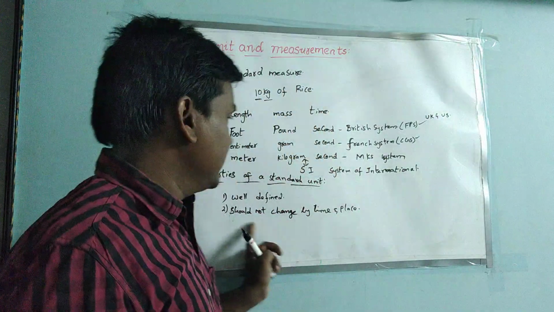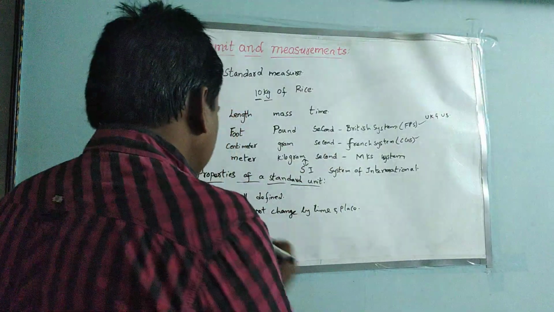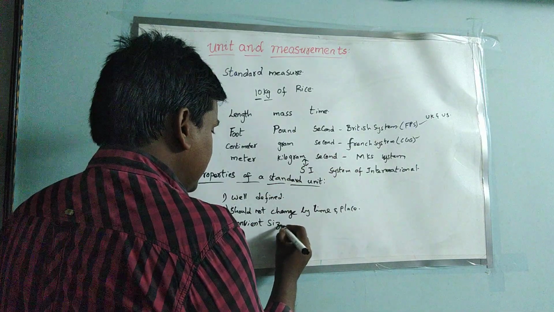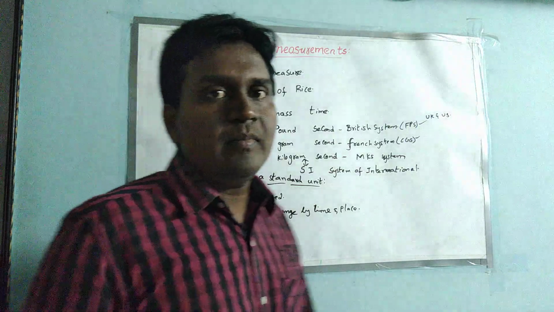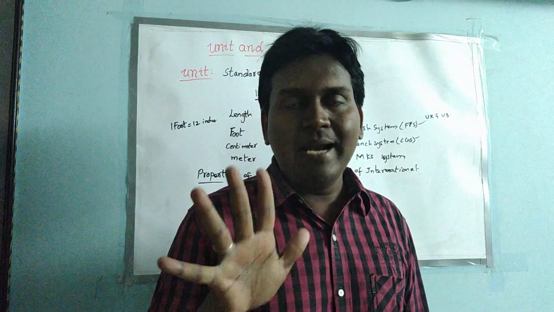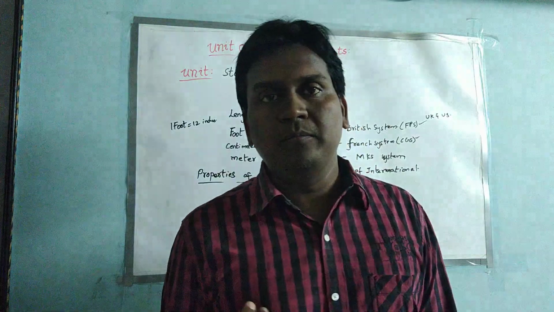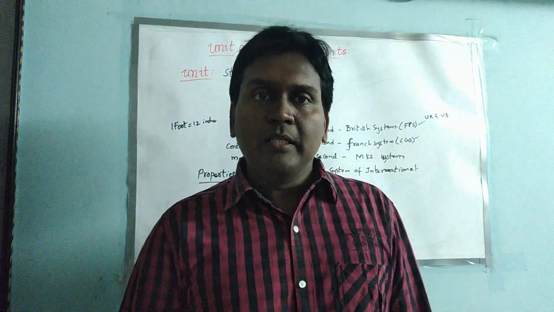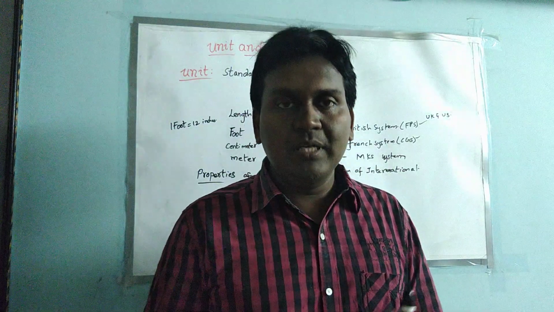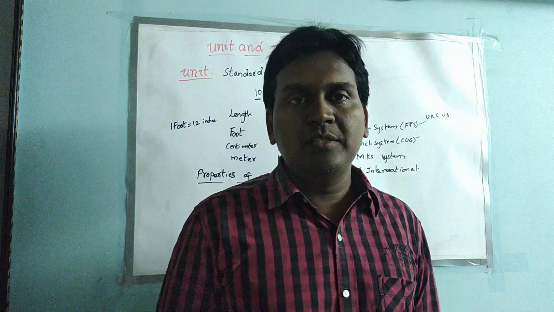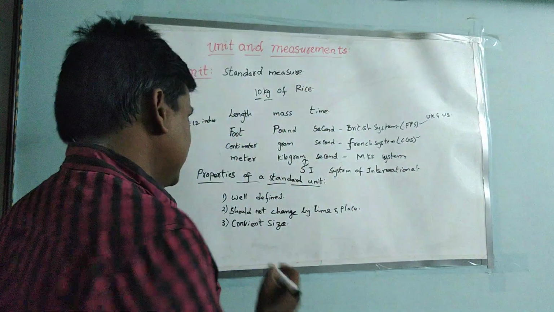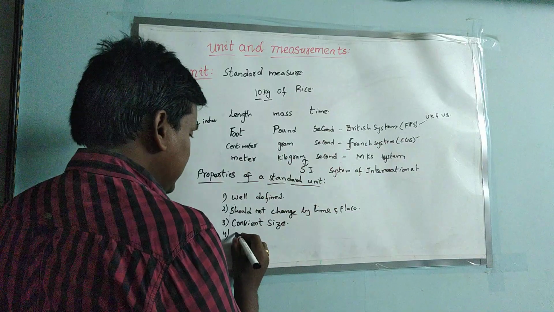Like that, the standard unit should not change by time and place, and a standard unit should be of convenient size. To measure the distance between two cities, it is not possible to measure with a hand span, and it is most difficult also. But kilometer is the standard unit to measure from one city to another city. Why? Because the distance between the two cities is long and cannot be covered or calculated with a hand span. So a unit should be of convenient size.